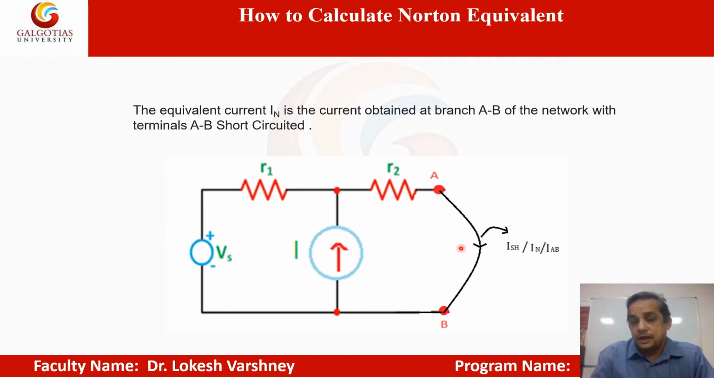Now we find the current in the short circuit AB. We find the current across terminal AB. This current is known as Norton current, short circuit current, and current AB. Now how to calculate? We use KVL or KCL. We find the current through KVL, KCL and superposition.